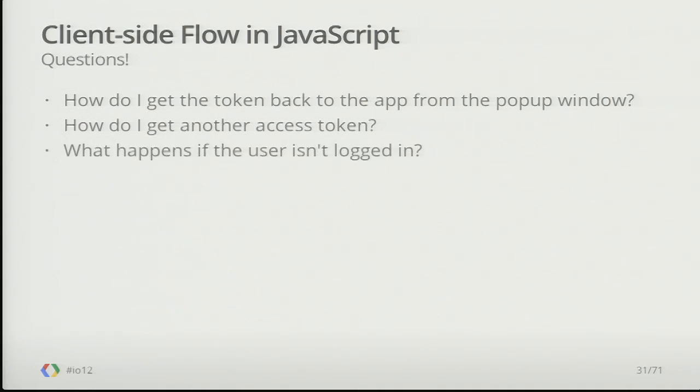And then what happens if the user's not logged in? If the user's not logged into their Google account at the time they go through this OAuth flow, they will be prompted to log in. So we kind of assume that most times the user is logged into their Google account. And so the user will have to log in if they're not.